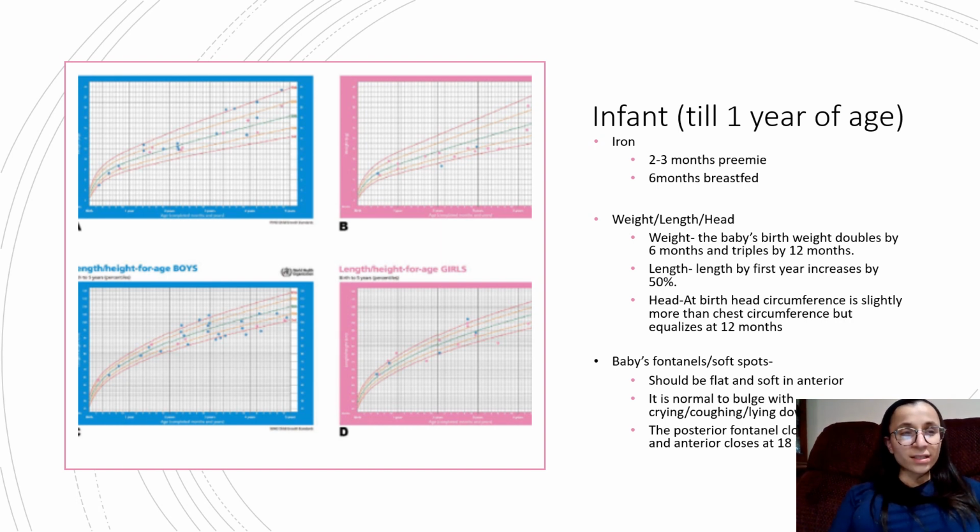So the fontanelles, they're going to be over here in the front and one in the back. And they should be flat and soft. It's normal to see them bulge when the baby's crying or coughing, but if they're bulging when they're calm and not crying, that's a concern. You should also know when they close. The front one closes at 18 months. The back one closes at 2 to 3 months.